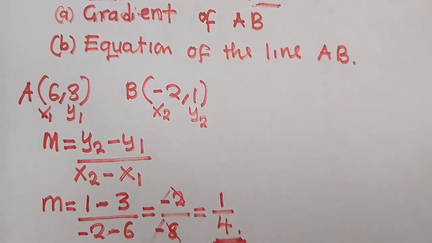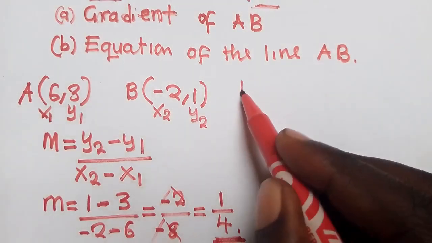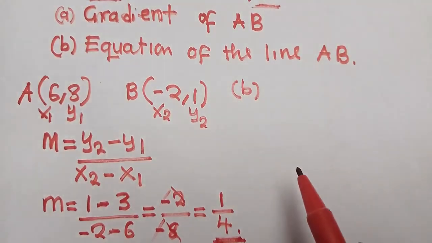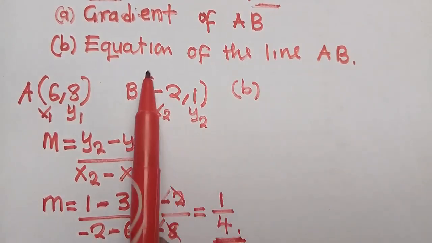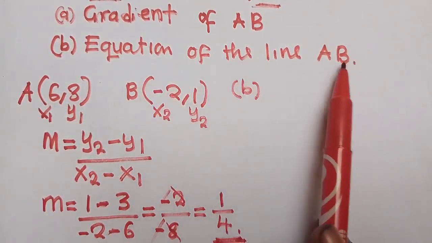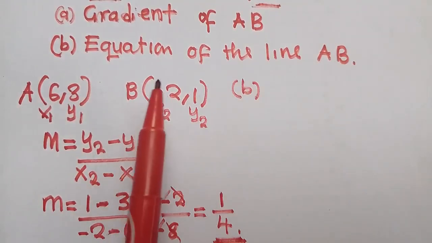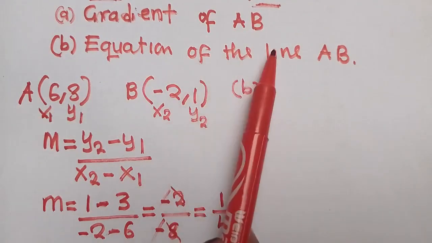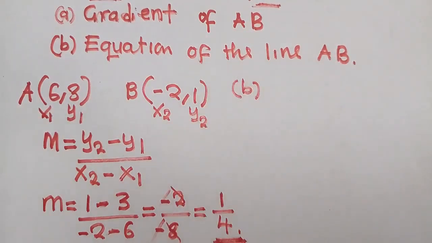Then we go to question B. Question B is saying what? Equation of the line AB. So they want you to find the equation of the line AB. How can you find the equation of the line AB? What are some of the things you need to do to find the equation of the line AB?